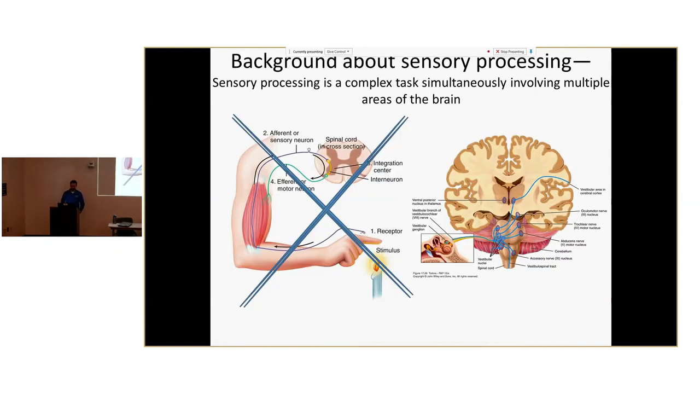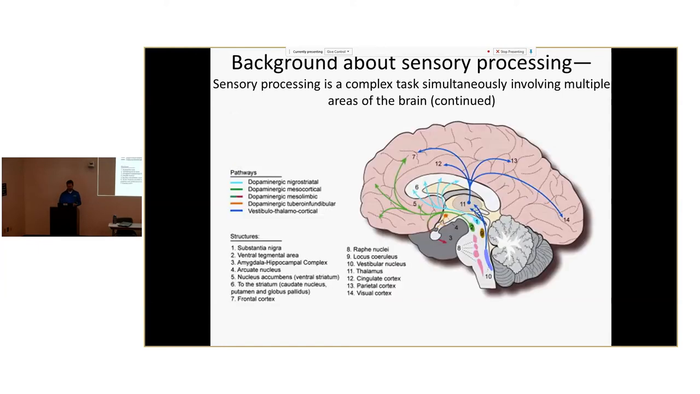Background about sensory processing, again, it's a complex task. It's not a monosynaptic process. What we see on the left here is a stimulus, receptor, and motor afferent. But really, what's happening is much more complex. So your vestibular input goes to your vestibular nuclei, your cerebellum, your thalamus, your cortex, and that's a simplified diagram. This is a little bit more involved diagram, but you can see how extensively that information moves.